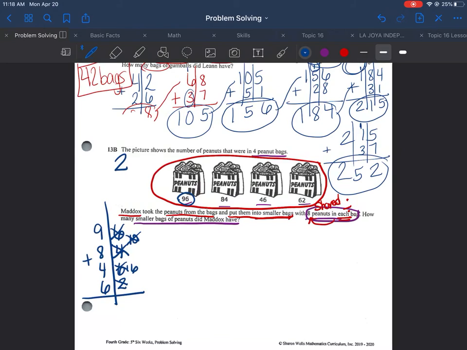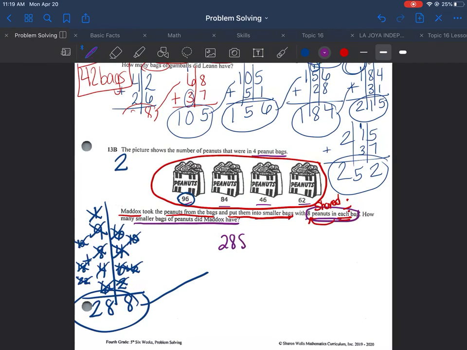6 and 4 make 10. 10 and 6 make 16. 16 plus 2 means 18. So I'm going to regroup. 9 and 1 make 10. Plus 8 means 18. Plus 4, that means 22. Plus 6, that means 28. So there's 288 peanuts.